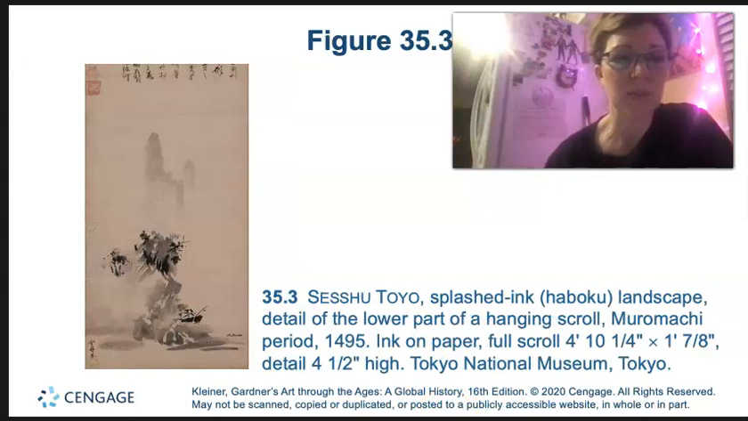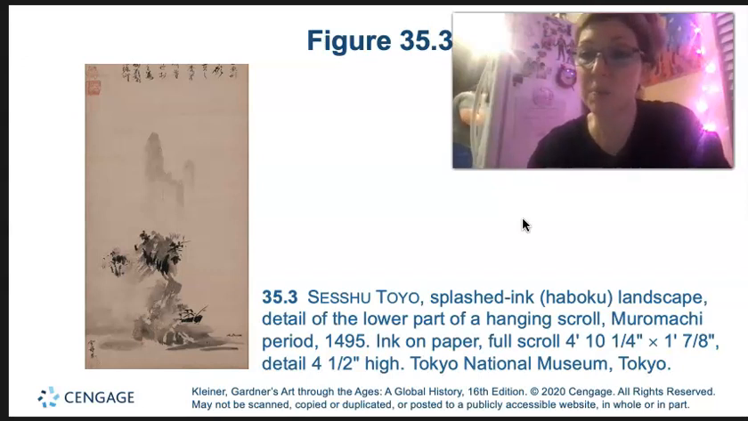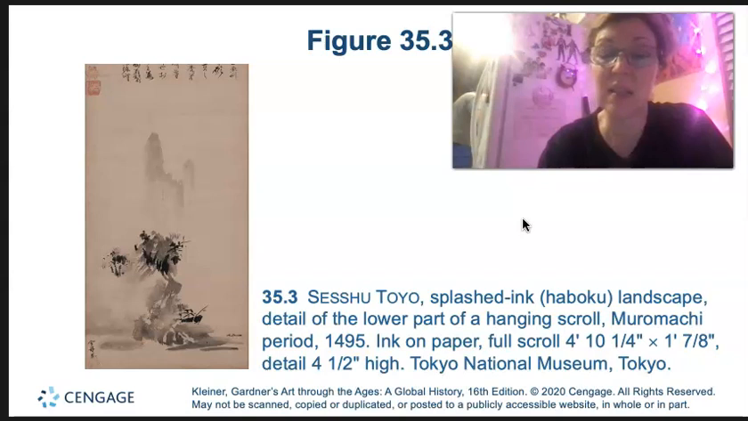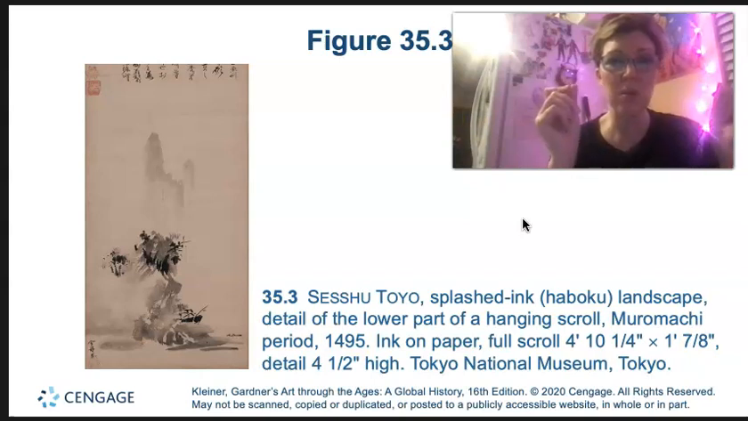Here's Sesshu Toyo. This is splashed ink, which is the Haboku method of painting. It's a landscape. And this is so interesting to me because, first of all, the artist who painted this Muromachi landscape is Sesshu Toyo, the Japanese artist who went to China and was able to study with Ming masters. The technique that requires the painter to visualize the image, load the brush with ink, and then create the painting with rapid strokes and some dripping of the ink onto the paper is Haboku.